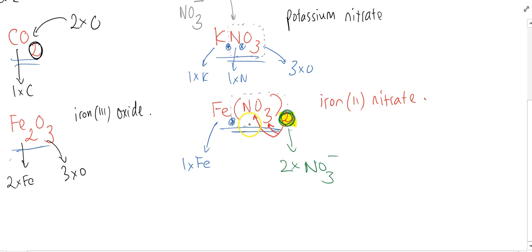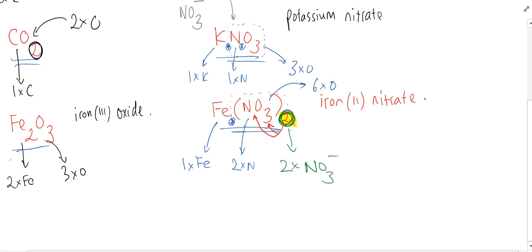Note that I say implied. If you ever have to write a subscript of 1, you should remove it. There's no place for that subscript. But nitrogen here, there's 1 in the nitrate ion, but there's 2 nitrate ions, so you could say there are 2 nitrogens. Now there's 3 oxygens in a nitrate ion, but because we have 2 nitrate ions, we could say that there are 6 oxygens.